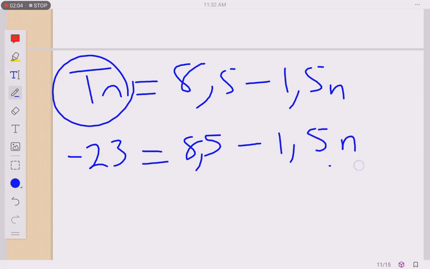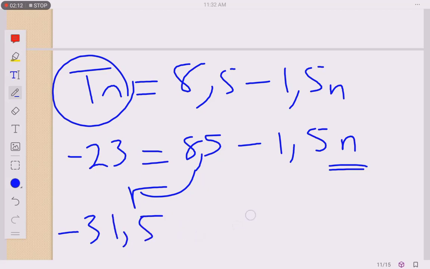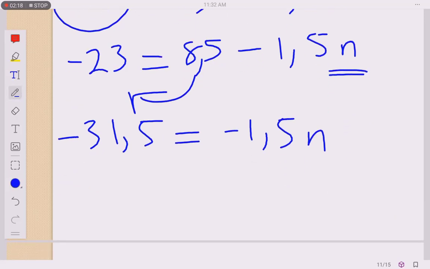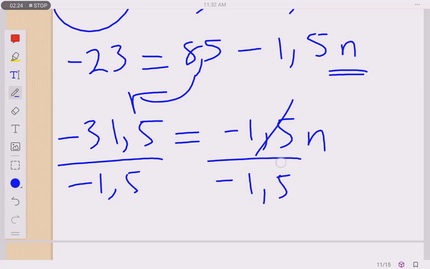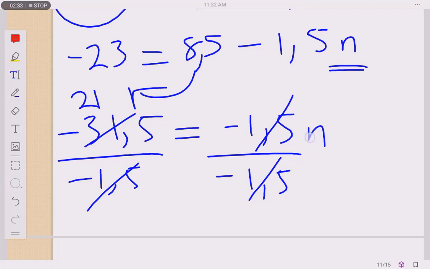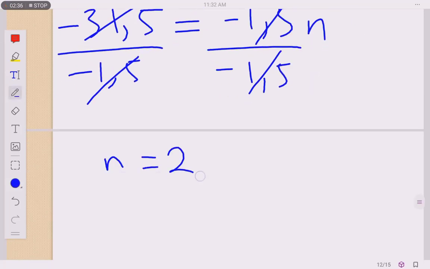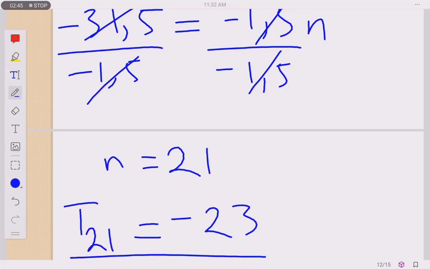We want to find the value of n there. I can take the 8,5 to this side and I'll have minus 31,5 is equal to minus 1,5 n. I can now divide both sides by minus 1,5, so that on this side I'll have an n, and the negatives cancel off each other. Then minus 31,5 divided by minus 1,5, I get 21. So our n is equal to 21. In other words, T21 is equal to minus 23. So the term there is 21.